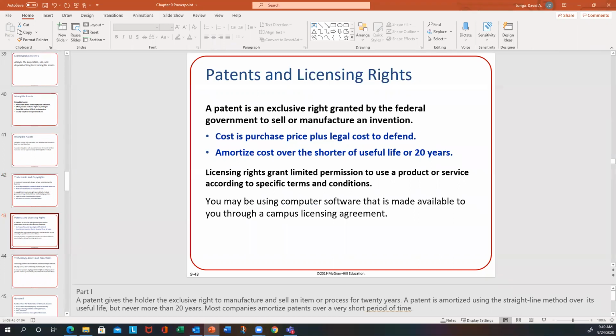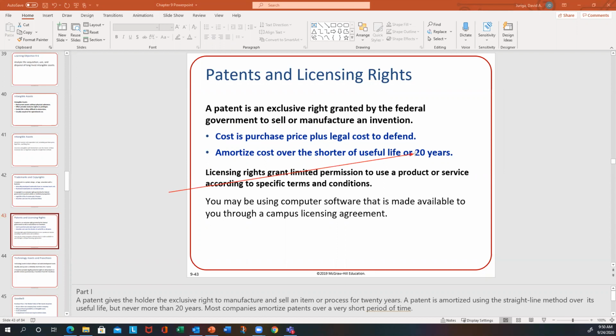Patents and licensing rights, again, a patent is the exclusive right to either sell or manufacture an invention. Notice you amortize it over the shorter of the life or 20 years, so no more than 20 years. Essentially, if you invent something that's pretty cool and you can make a lot of money on it, you get the patent on it. Only you can make that thing. You get 20 years essentially to max out your profits. Once that 20 years hits, then everybody else copies it.